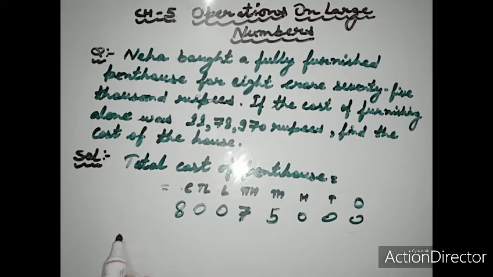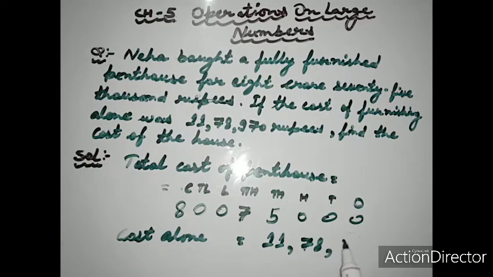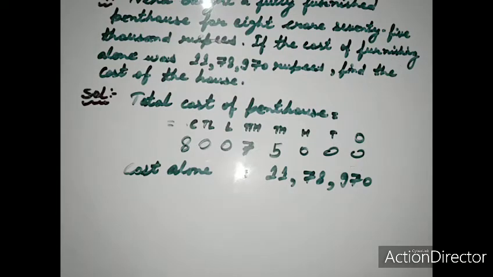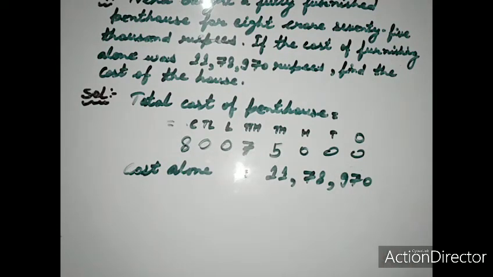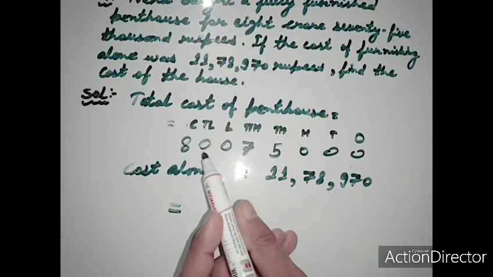Now here we write cost of furnishing alone equal to 11,78,970. So now students, find the cost of the house, right? If the total cost is 8 crore 75,000 and the cost of furnishing alone is equal to 11,78,970, so here we find the cost of the house only, right? So what we do here is subtract the furnishing cost from the total cost.